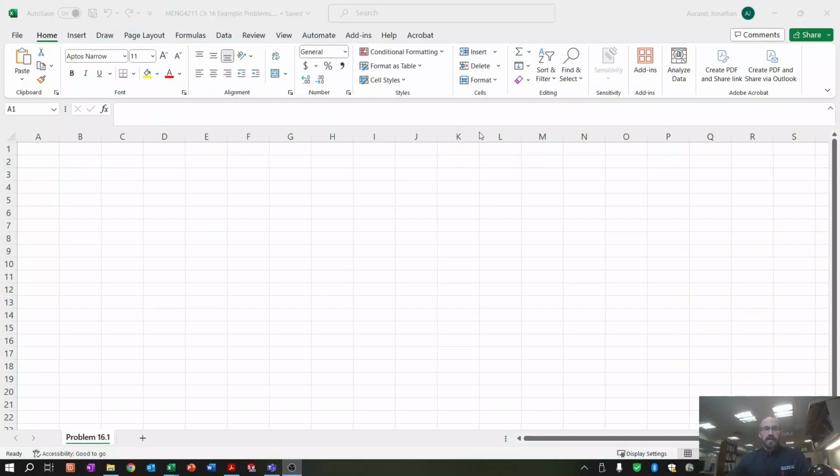Let me swap this over. So we're going to be using some Excel here. I've got an Excel workbook set up. So far I just put the problem number 16.1 and I've given it a name up here. I'll type out the problem description up here so you can see what we're doing.